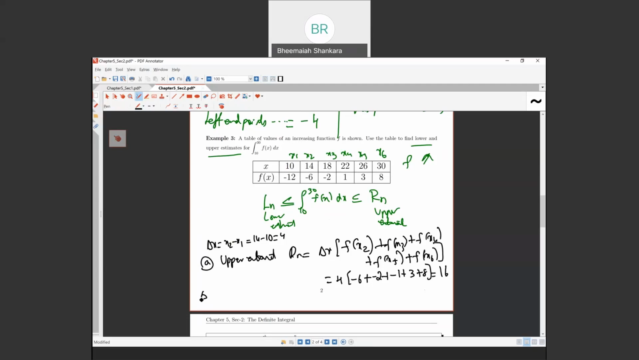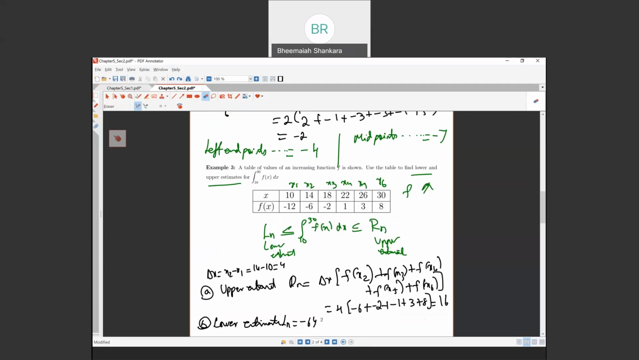Similarly, do a lower estimate calculation with the left endpoints, leave out the rightmost point, and you see that you get a lower estimate L sub n, which is -64. So now you can plug in these expressions and you can say -64 is bounded below by this integral. So let me go back and rewrite here for the integration that the lower estimate is -64 and the upper estimate is 16.